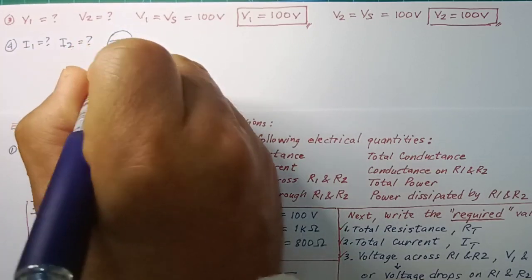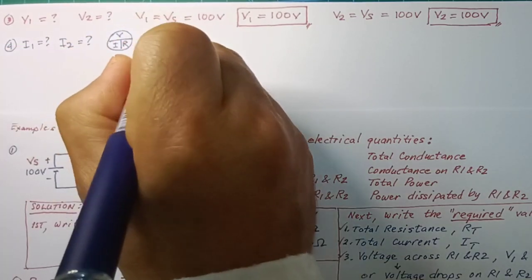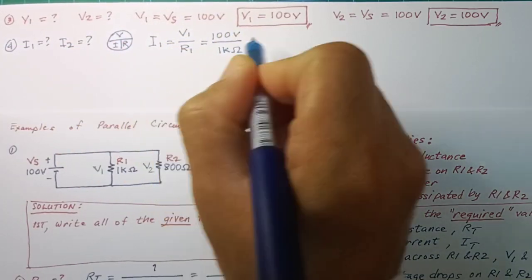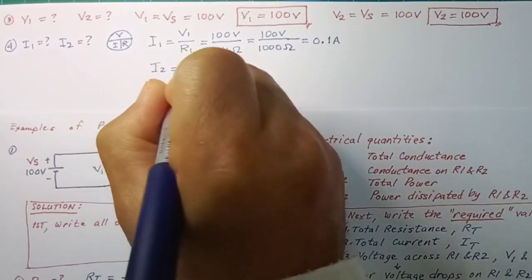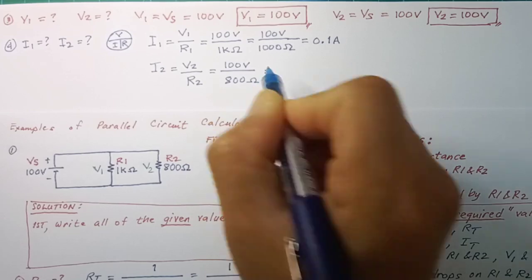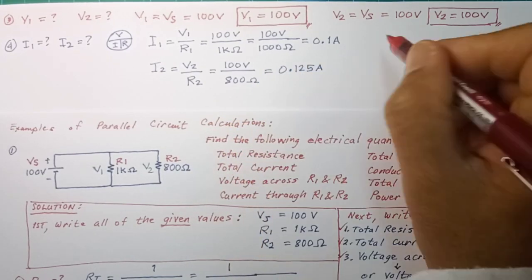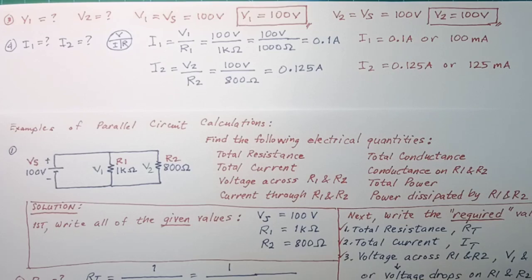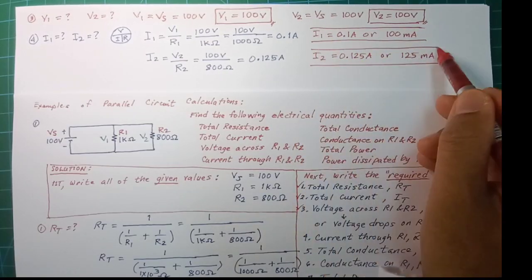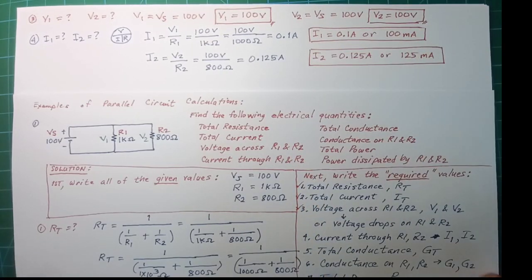For current, we can still use Ohm's law. I1 equals V1 over R1. So we know the V1, we know the R1, so we just divide them, and V2 over R2 also, and we got the answers of 0.1 amperes and 0.125 amperes. You can also change it to milliamperes, like 100 milliamperes and 125 milliamperes.